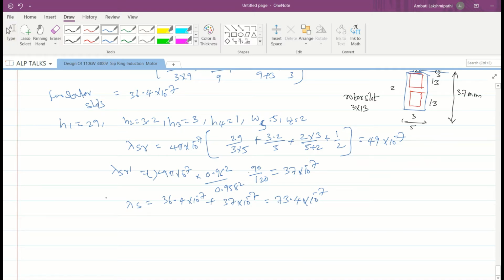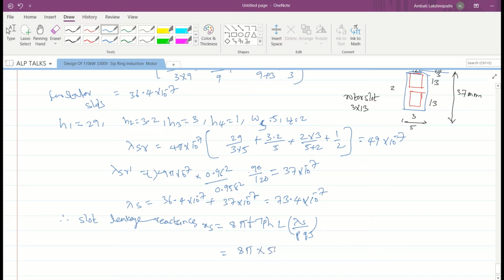Now let's calculate the slot leakage reactance, which is small xs. It is 8 pi f times turns per phase squared, into the entire length, and lambda s, the leakage permeance, divided by P into Qs. This is the basic formula. In other sessions I will try to explain how we got this formula and how to derive it. I will explain it in the next sessions. For the time being, let's just use this formula.